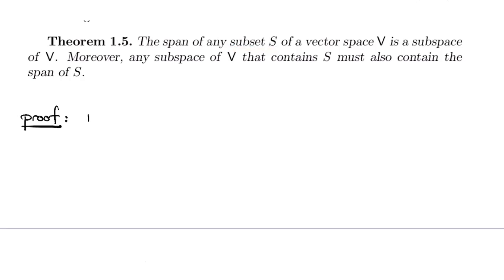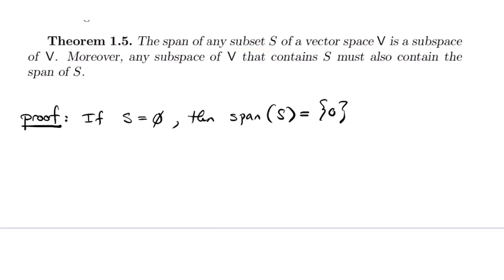So that's how I'm going to start, by saying, well, if S happens to be the empty set, then its span, by definition, is the set that contains the 0 vector alone, and that's a subspace.